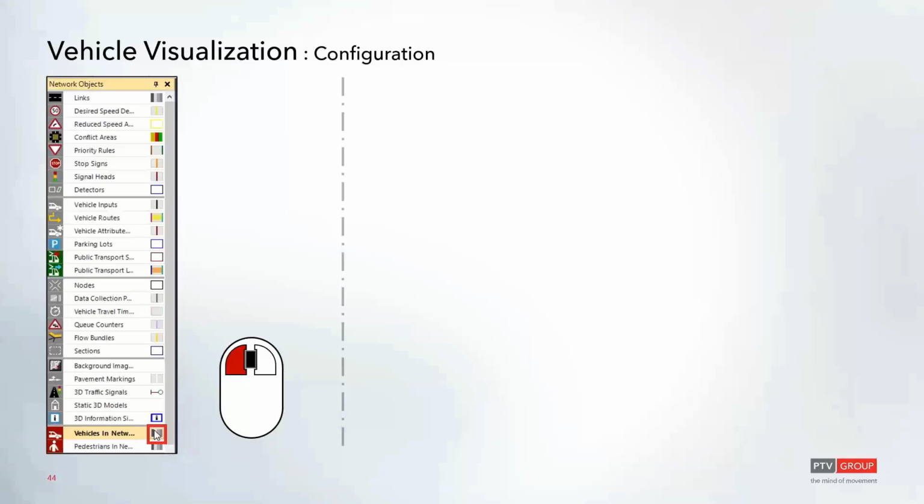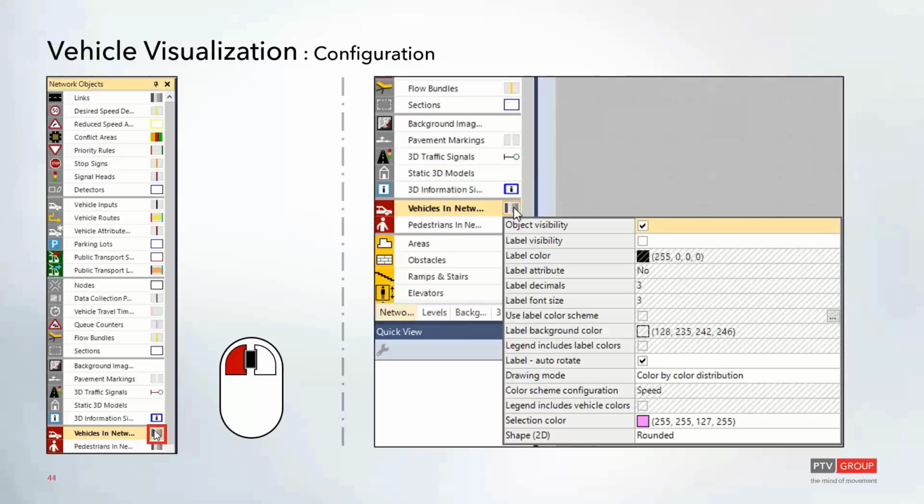So in order to configure any of the vehicle visualization, you'll just need to go to that network object toolbar and then go and find the vehicles in network option, which will be down near the bottom. And over here is when you can also just left click on that box over on the right-hand side. And that will allow you to configure any of those vehicle graphic parameters.